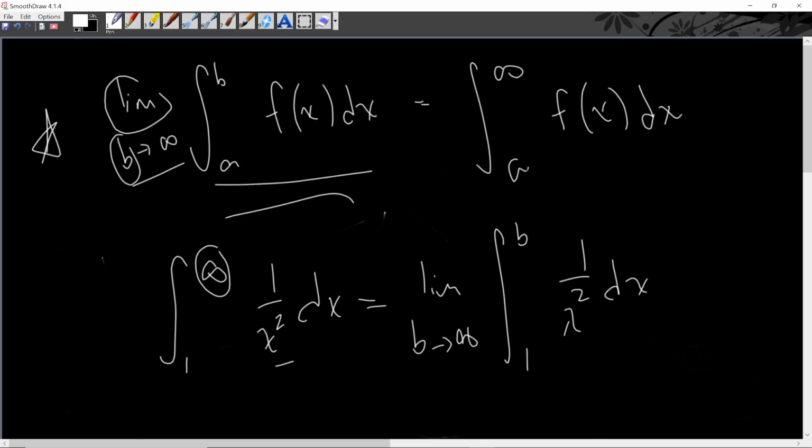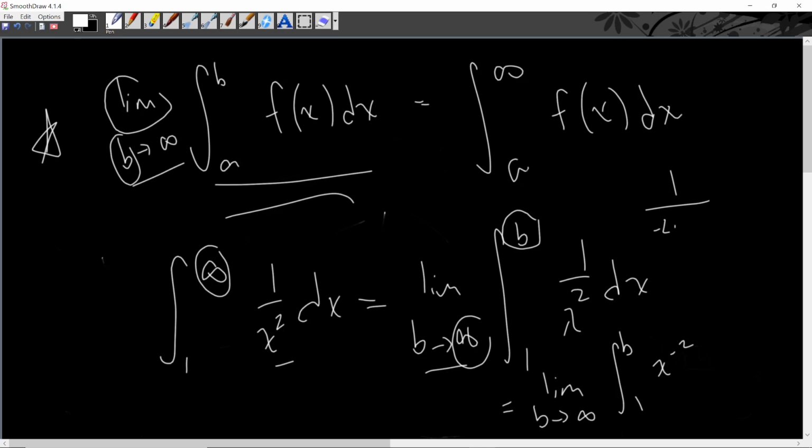Now, this is relatively normal, right? We had direct substitution to get that b from infinity. And so when we do that, we have the limit as b approaches infinity of the integral from 1 to b of x to the negative 2. Let's do our 1 over n plus 1, so 1 over negative 2 plus 1, x to the negative 2 plus 1. Negative 2 plus 1 is negative 1, so 1 over negative 1 is negative 1. And then we have x to the negative 1, so negative 1 over x.